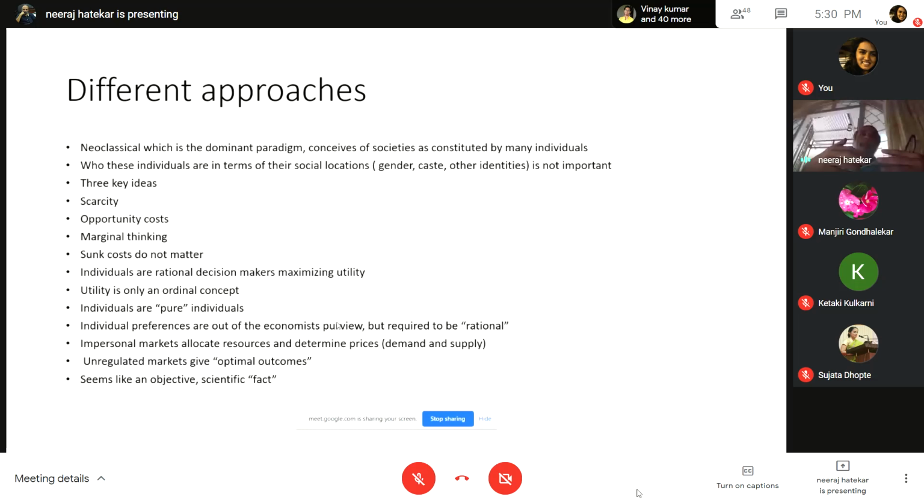The absolute key idea in mainstream economics is the idea of opportunity cost, which arises because resources are considered to be scarce. Okay, right. Now, given opportunity cost.